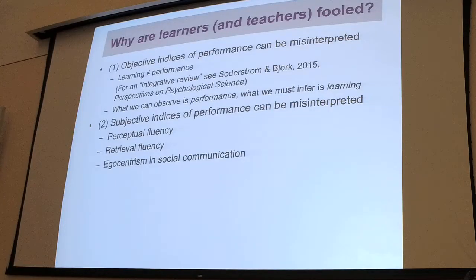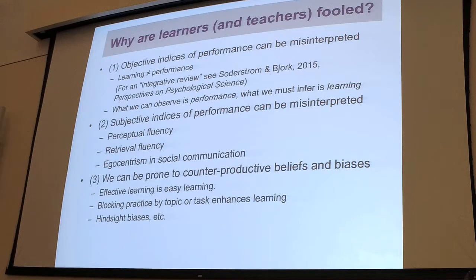We can also get misled by subjective indices of performance, a sense of perceptual fluency, retrieval fluency. I'll come back to this one at the end, egocentrism in social communication. Even something as simple as a student reading a chapter a second time, very low-level perceptual processes will create a sense of greater fluency of reading the chapter, and that can be confused with understanding the content of the chapter. Another big factor is that we can be prone to counterproductive beliefs and biases, that effective learning is easy learning, that we should block practice and be organized, and hindsight bias is a variety of those things.